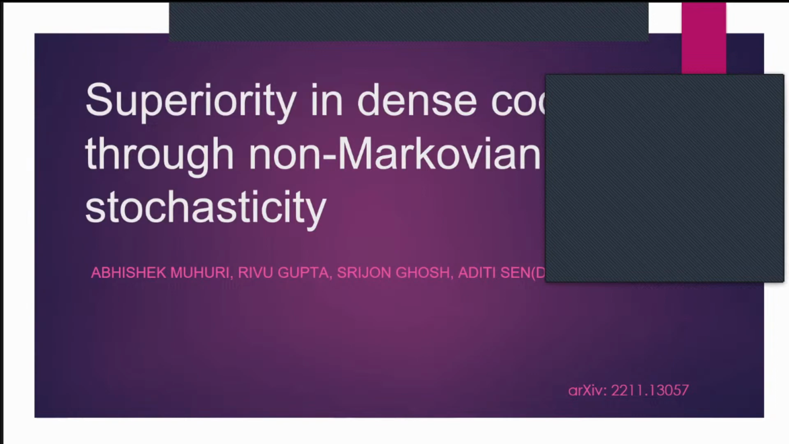Superiority in dense coding through non-Markovian stochasticity, which is with Professor Aditi Sinde and collaborators.